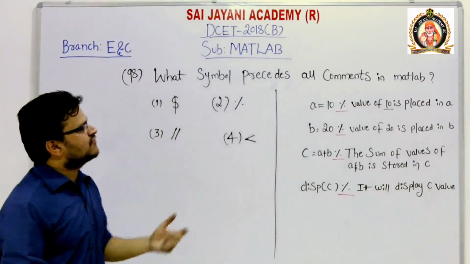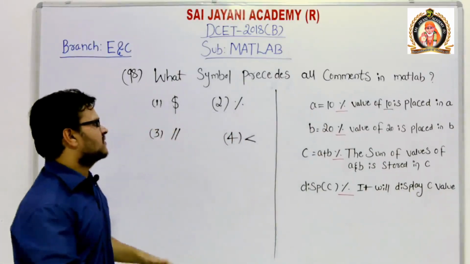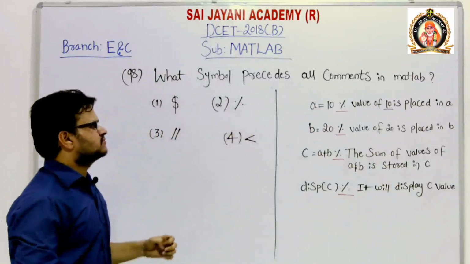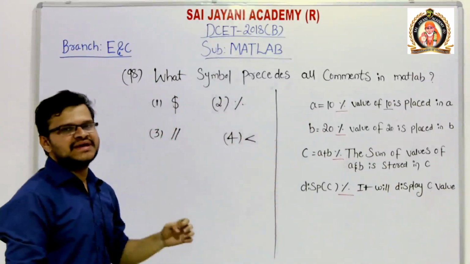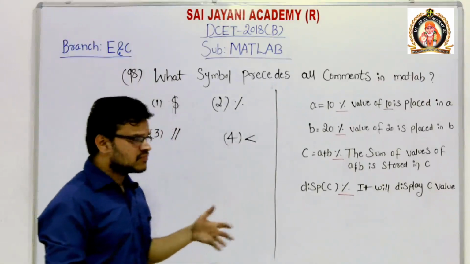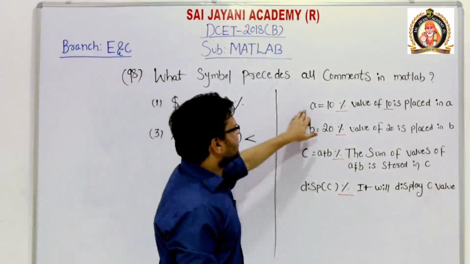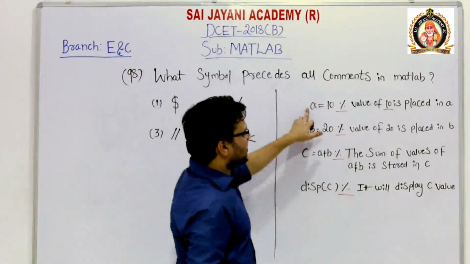Okay. If we want to write a comment in MATLAB, then we use the percentage symbol. Why? Because whatever you write after the percentage symbol, MATLAB takes it as a comment. This can be solved by considering one example. Here, consider a is equal to 10. That means the value 10 is placed in the variable a.